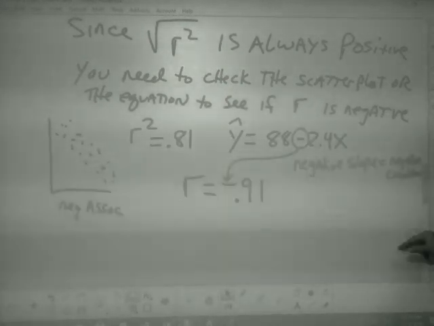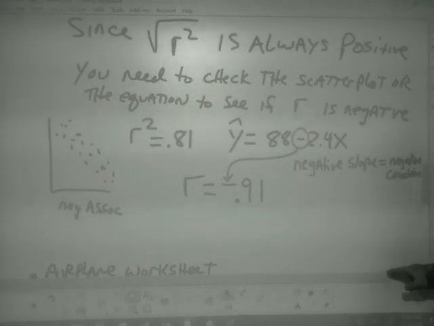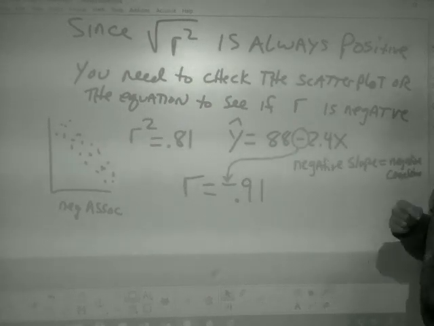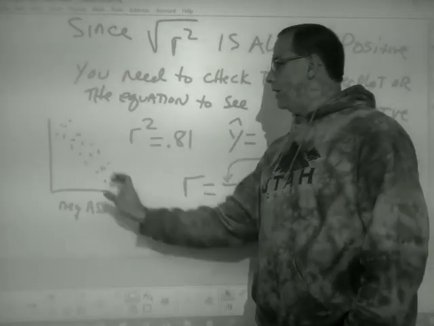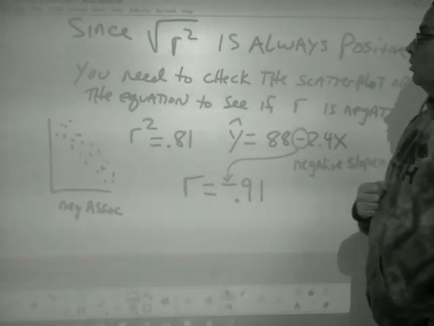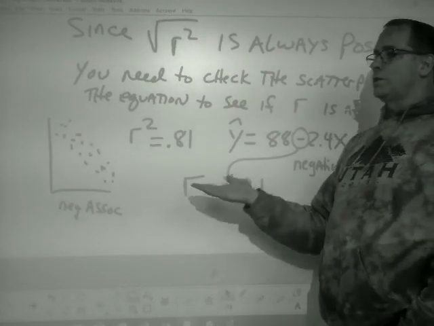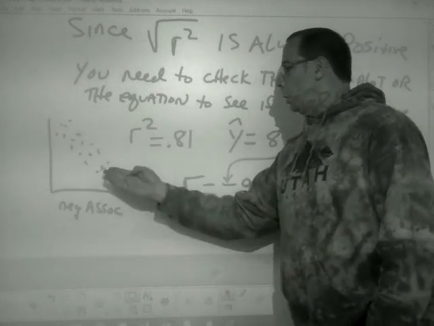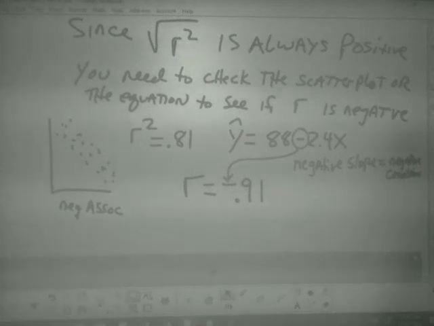So, check your equation. Here's an equation I had from the past from a different scenario. And you can see if the slope is negative, it'll lead to negative correlation. Or if you look at the trend of the data, if the trend is negative, it leads to negative correlation. So, sometimes on your test it will say, here's r squared, tell me what r is. Don't just blindly take the square root of it. Take the square root, look at the data, or look at the equation and determine whether this has to be positive or negative. So that's r squared.